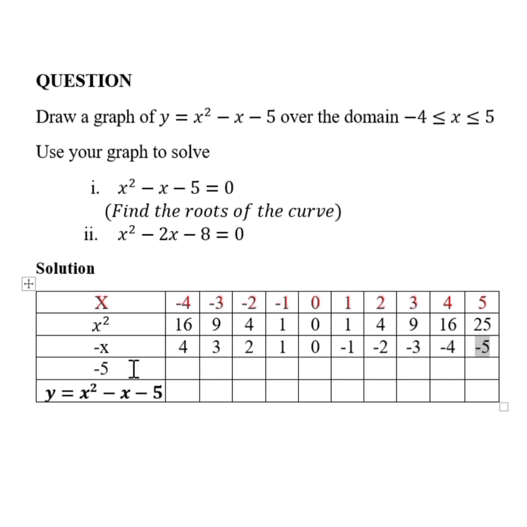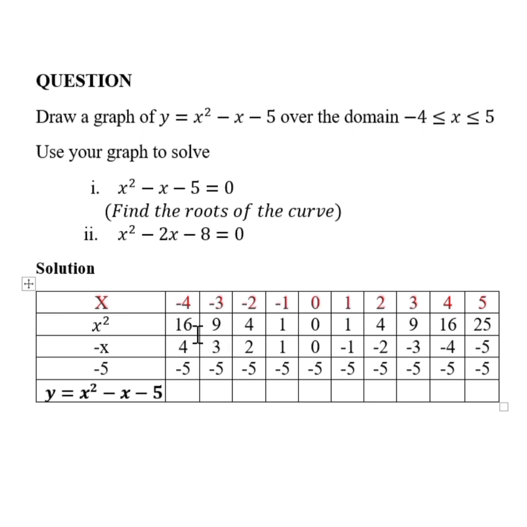Now for this one, this is a constant. It does not depend on x. So we'll just replicate it all through. That's why we have it as -5 all through. Then you start summing up from this downwards. You don't include the x values.